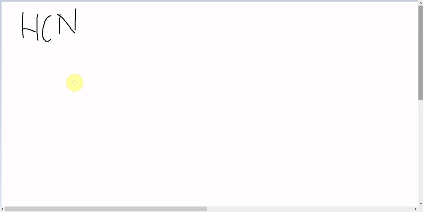Alright guys, this is part 2 of the how to draw Lewis diagrams video lessons. In the first part we just went over the 5 steps. This one is slightly more complicated because it's not what you're used to. It isn't just two elements. This is actually 3, and hydrogen is given.